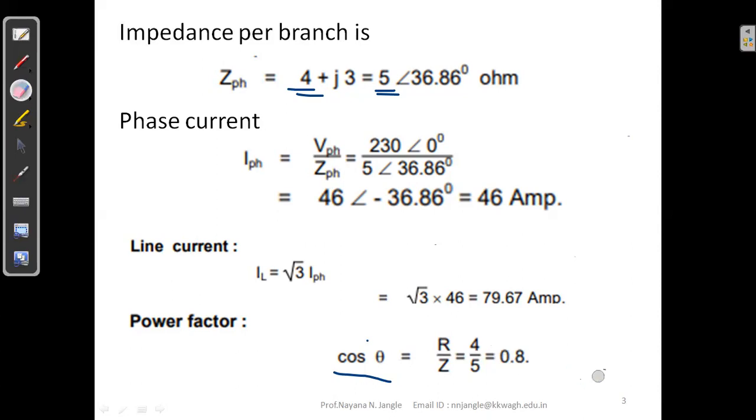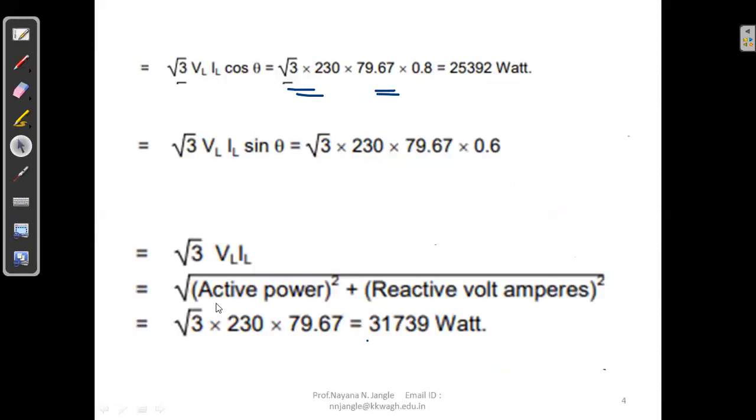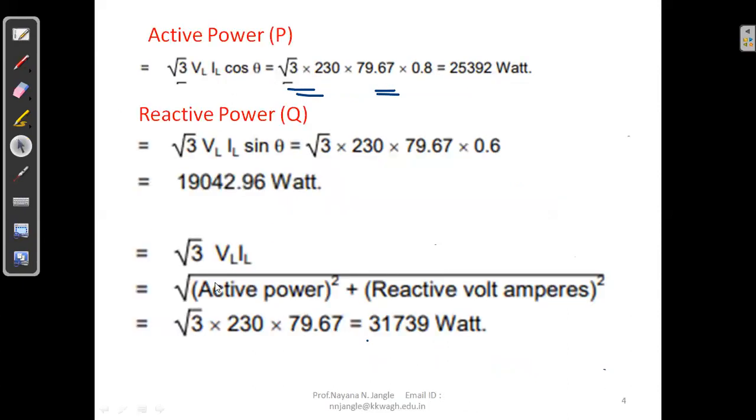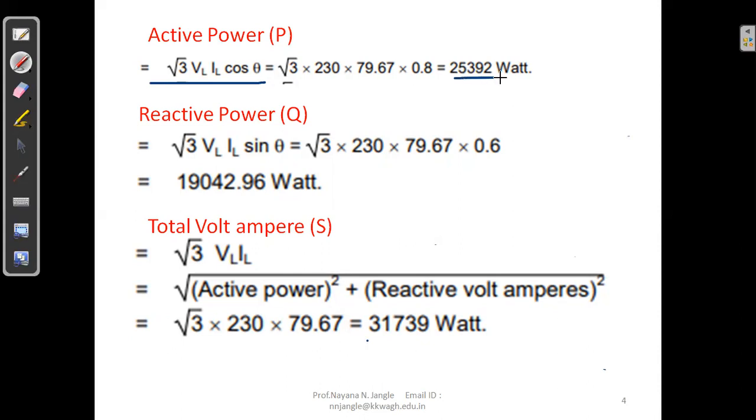Okay, so let us go to the next point, and after power factor we are going to calculate power. So power is active power, reactive power and total volt ampere. Active power is given by P, and P is equal to root 3 VL IL cos theta. So root 3, VL is 230 volts, IL is 79.67 ampere and cos theta is 0.8. After calculating this, you will get power 25,392 watts, or you can say 25.39 kilowatts.